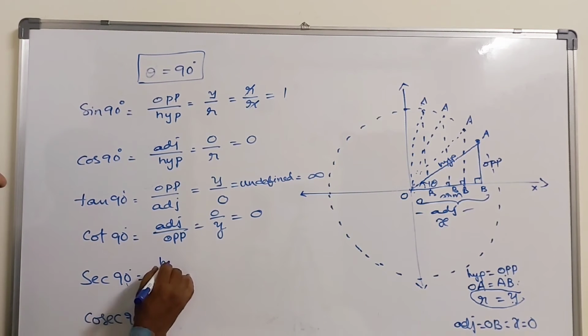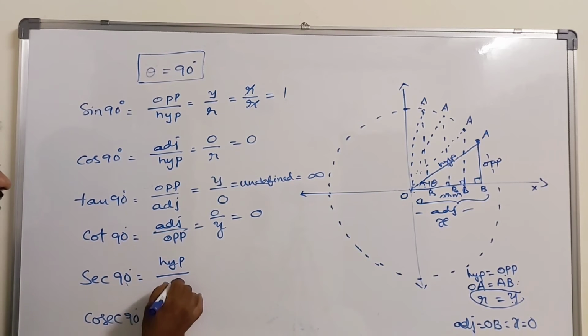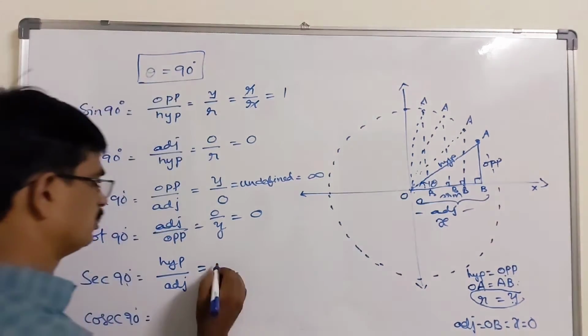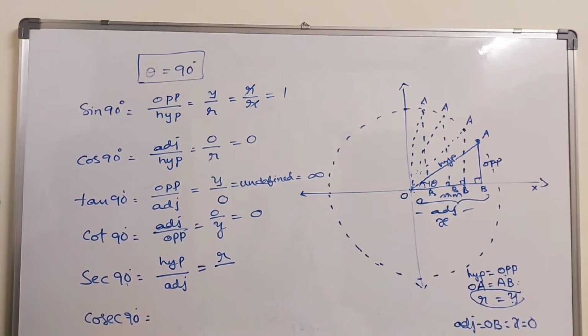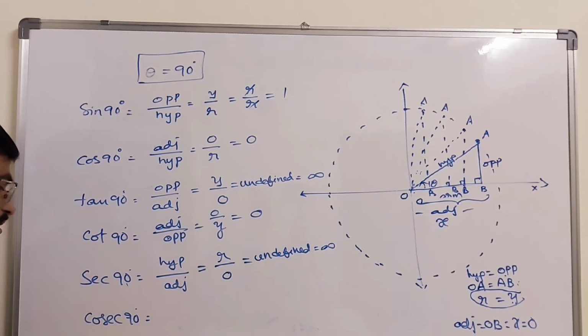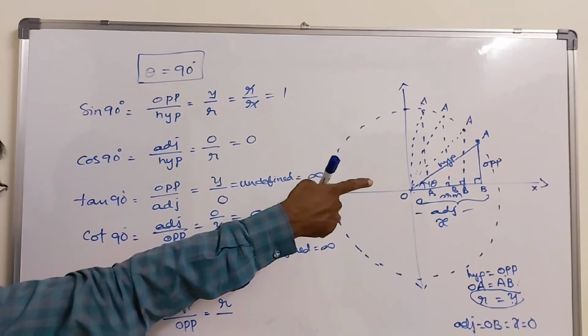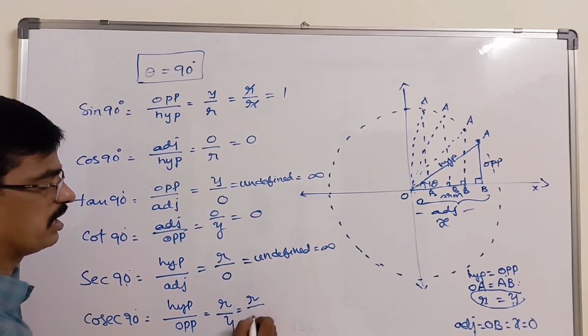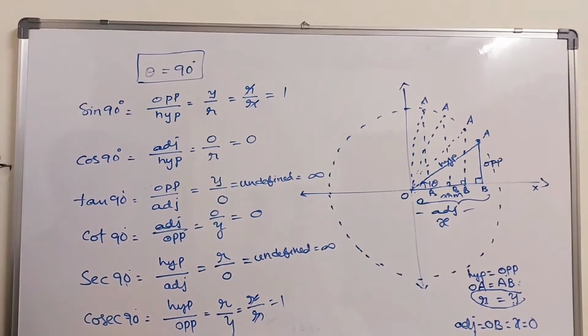Secant 90, that is hypotenuse by adjacent side. The length of the hypotenuse is r, by adjacent side 0. That is r by 0, which is undefined or infinite. Cosecant 90, that is hypotenuse by opposite side. So hypotenuse is r, opposite side is y, but y is equal to r. That is r by r cancels out, and the value is 1.